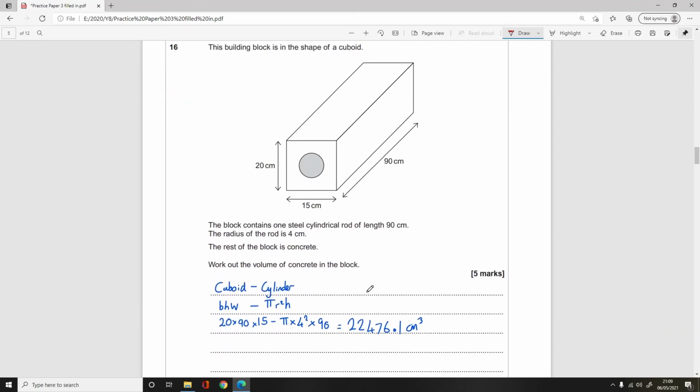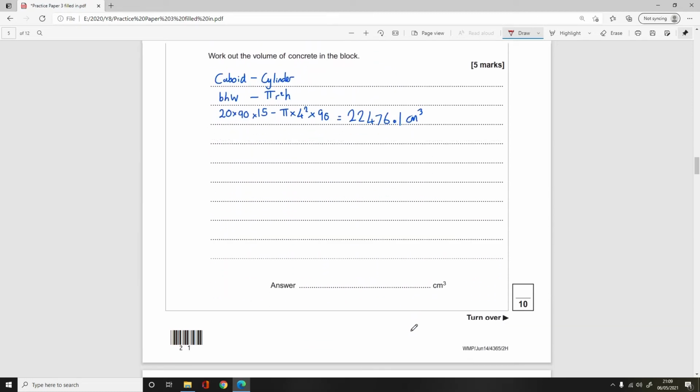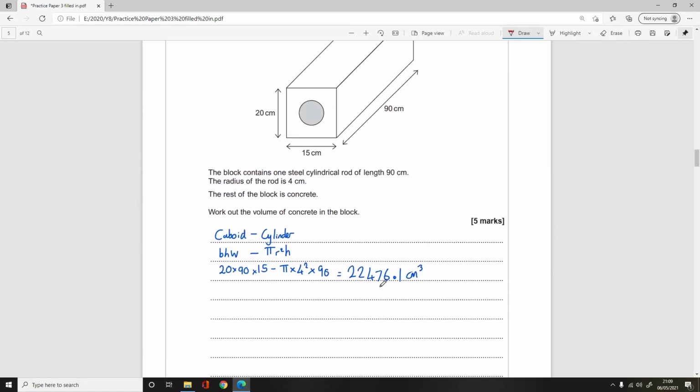16, another 5 marker. We're talking about volume now. So the volume of concrete is going to be the whole volume of the cuboid, take away the volume of the cylinder. And if you tried to do that in any way, that would be a mark. The volume of the cuboid is 20 times 90 times 15, that would be a mark. The volume of the cylinder is pi times 4 squared times 90, that would be another 2 marks. And then your final answer, along with the units, will get your final mark.